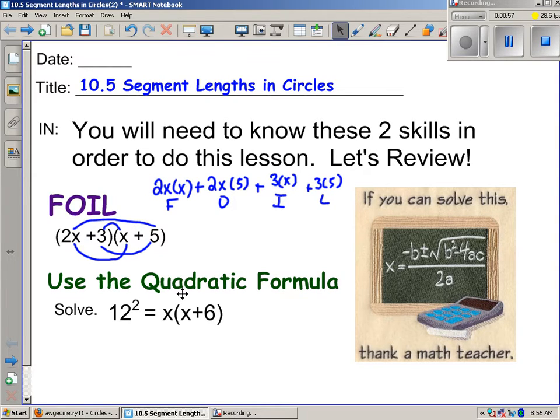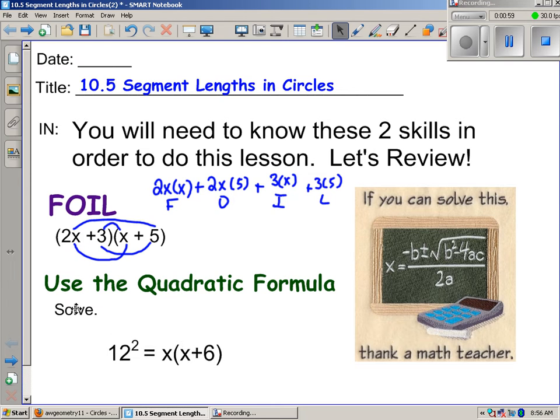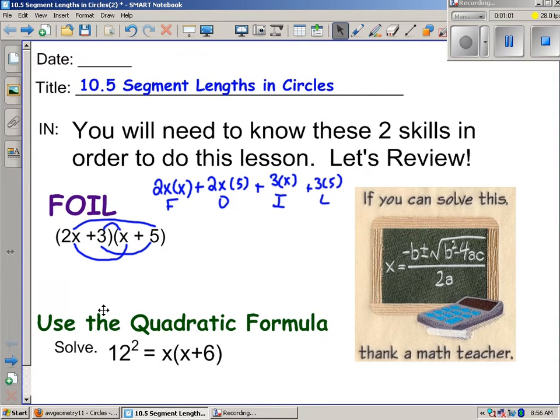That's the way we set up FOIL, a way to solve with it. If we combine like terms, we'll end up with 2x squared. If we multiply this together, we'll have 10x plus 3x plus 15, and this finally simplifies down to 2x squared plus 13x plus 15.